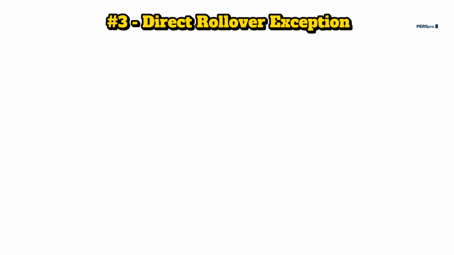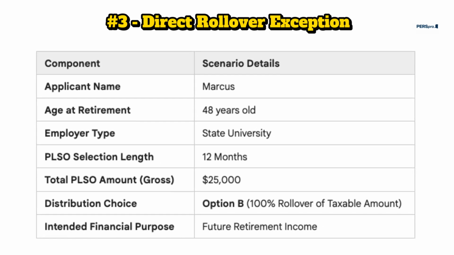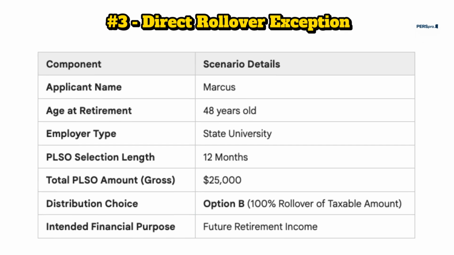Example 3, the direct rollover exception. The scenario: Marcus is 48 years old and retiring early from his IT department role at a university. He has a 12-month PLSO of $25,000. He selects option B to execute a total 100% rollover into his existing Mississippi Deferred Comp 457B plan.